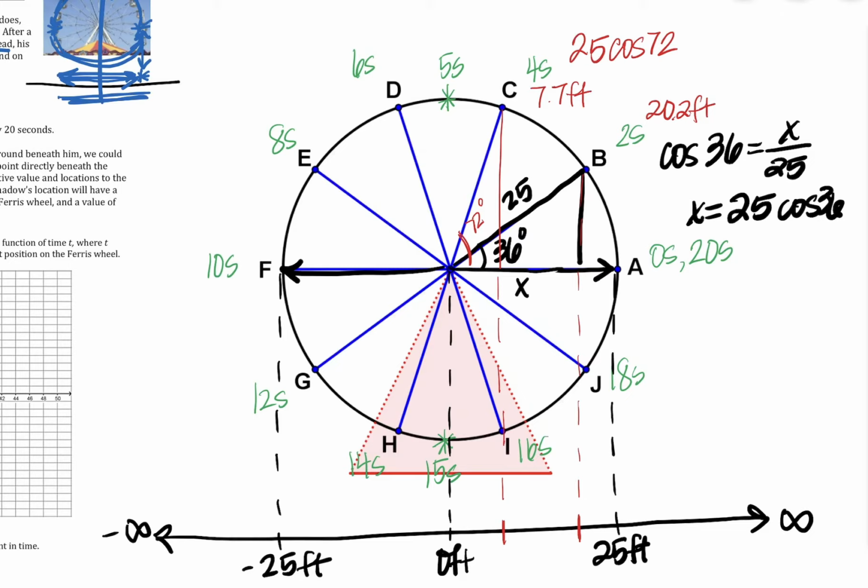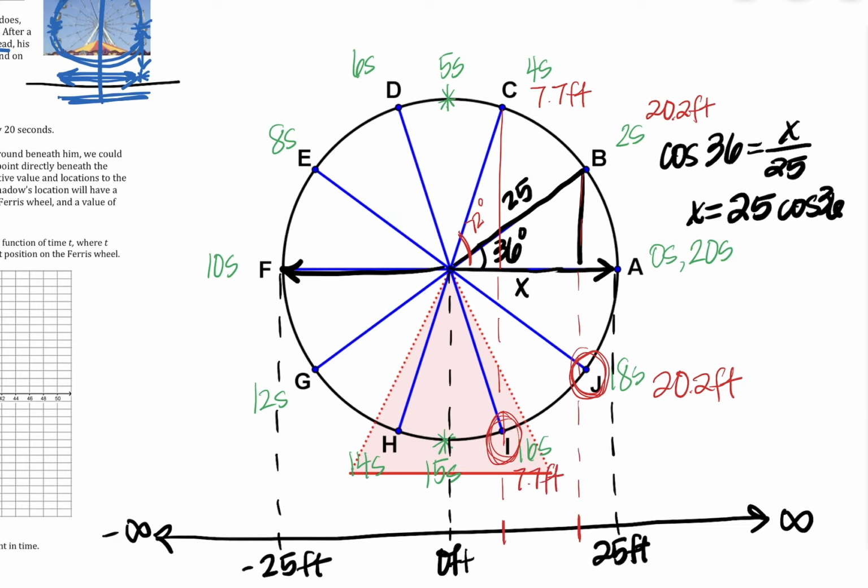And when I carry those lines down, I notice that's the same position as I, and this other one here is the same position as J. So I think I've already found half of my circle. I know that this 18 seconds over here at J is also 20.2 feet. And I know this 16 seconds down here at position I is also 7.7 feet.